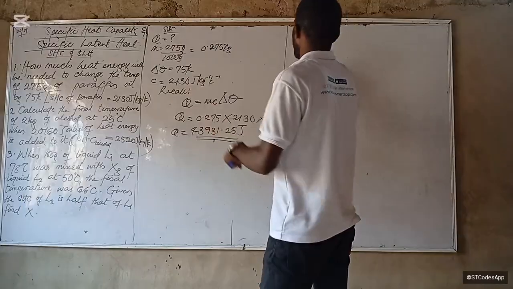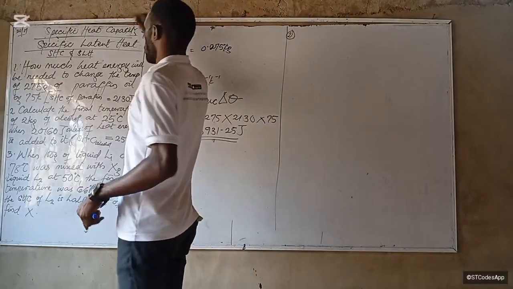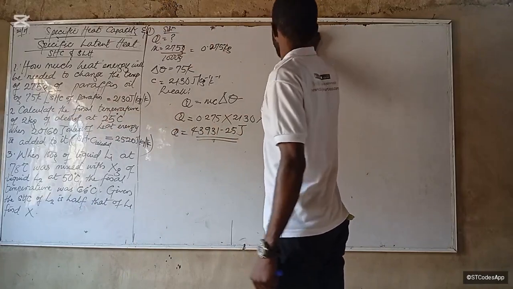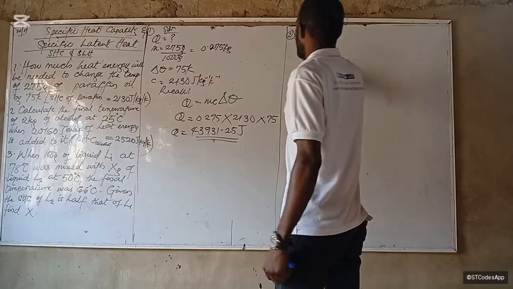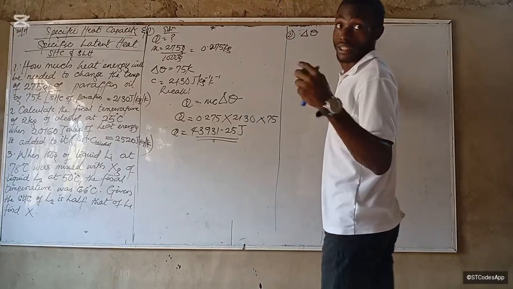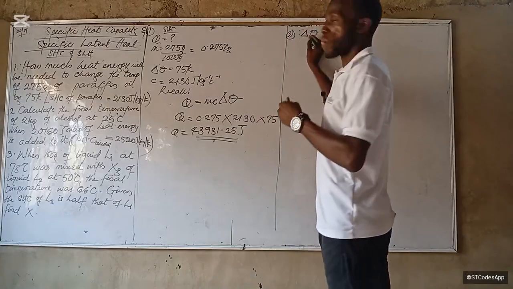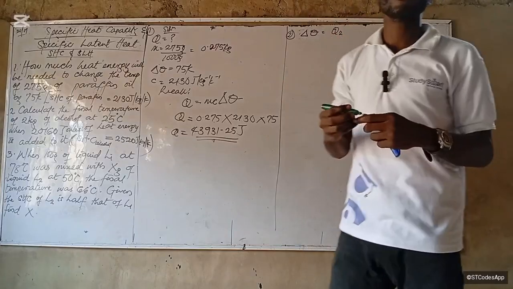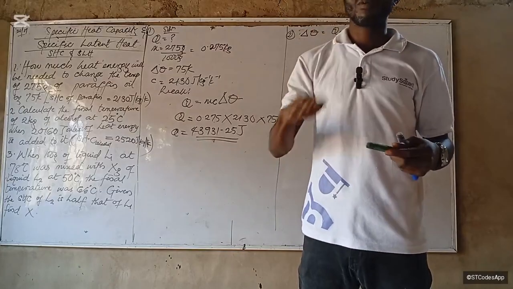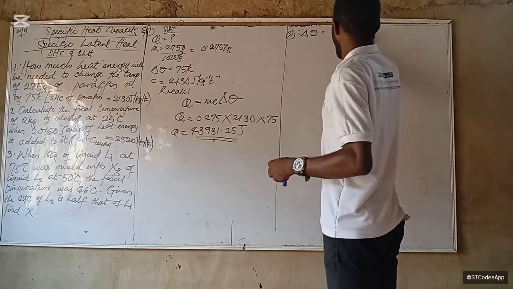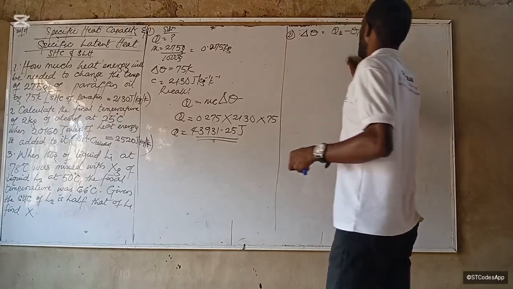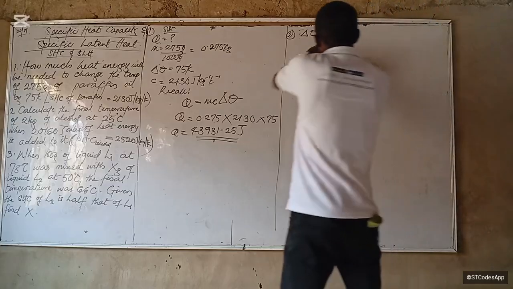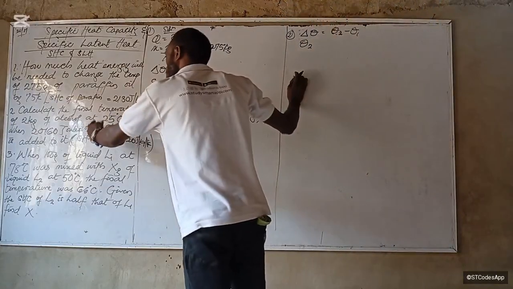Let's go on. Number 2 says, calculate the final temperature. So what's the final temperature? Theta 2. Remember that delta theta means change in temperature. If I want to calculate the change in your height, I will measure your new height from your former height. So that is our new temperature minus our old temperature. We use theta to represent temperature. So what we are looking for here is theta 2, because it says calculate the final temperature.